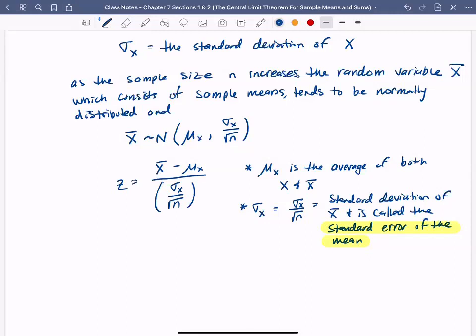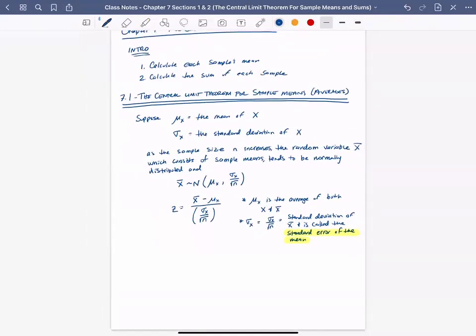So we're going to get right into an example. I think I'm going to have to go to another page. I don't think I'll have enough room.